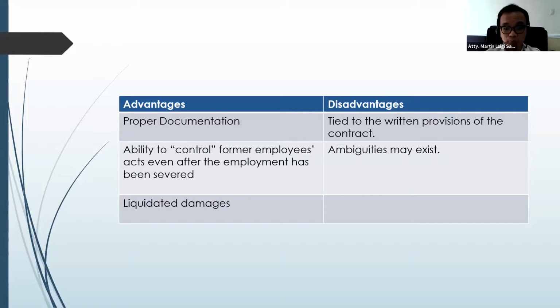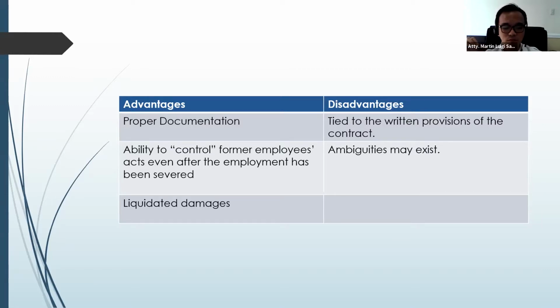Okay, and then another disadvantage is in case there may be ambiguities. There are certain provisions that are unclear in the contract. Please remember that in the Labor Code, any ambiguity is resolved in favor of labor. And then another one is in the Civil Code.